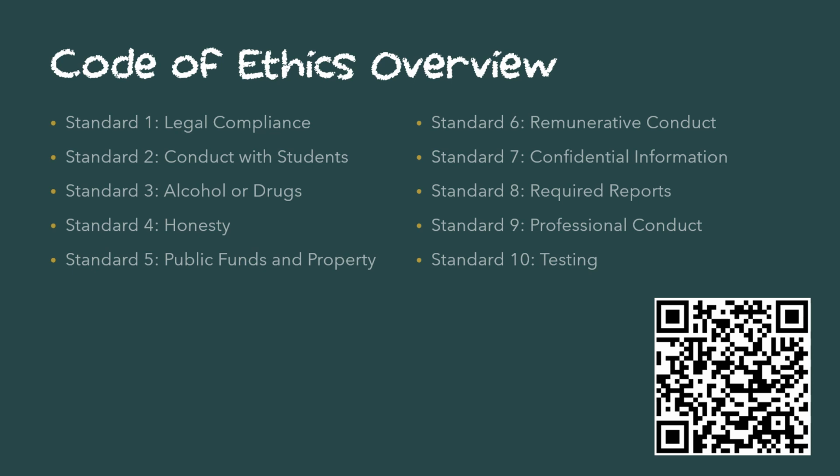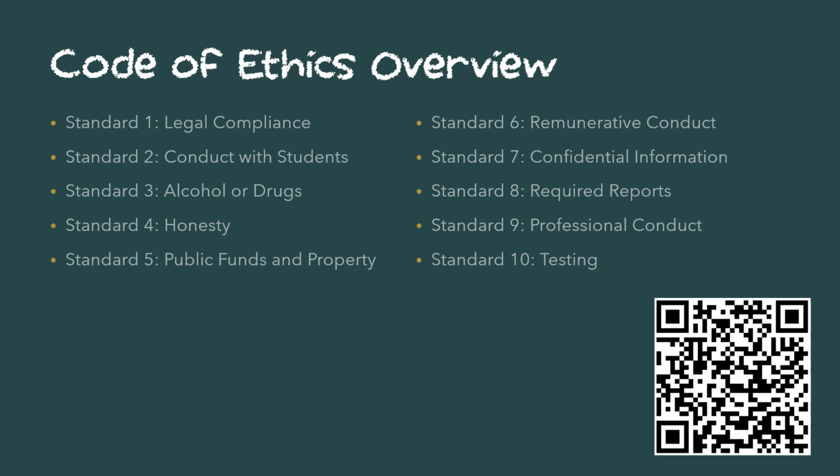For conduct with students, an educator shall always maintain a professional relationship with students, whether they are in or outside of the educational setting. For alcohol and drugs, an educator should refrain from the use of alcohol or illegal or unauthorized drugs during the course of professional practice. This does also include social outings that may be a school-based thing, any athletic event, and so forth. For Standard 4 of honesty, an educator shall exemplify honesty and integrity in the course of the professional practice.